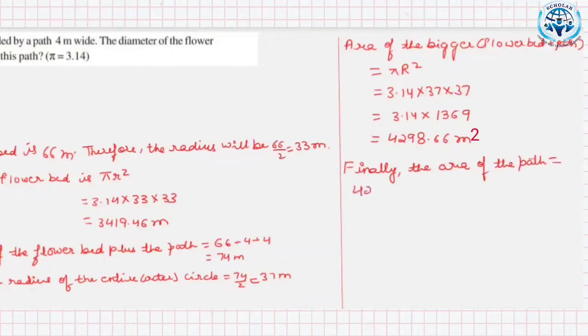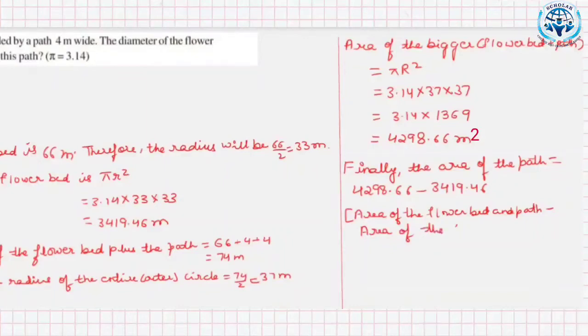Finally, the area of the path is equal to area of the bigger circle minus area of the smaller circle. We will subtract both and we will get the area of the path. Area of the path is 879.2 meter square.